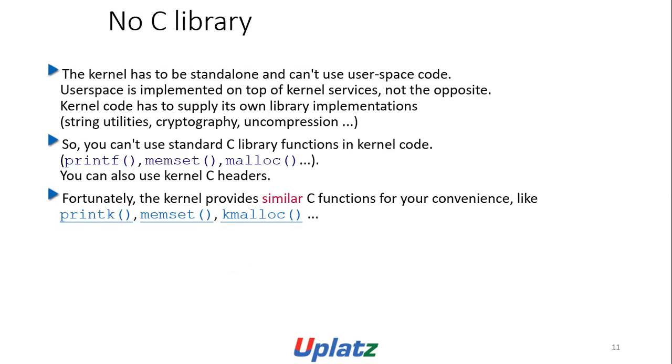Now, the C library. The kernel has to be standalone and can't use userspace code. Userspace is implemented on top of the kernel services, not the opposite. Kernel code has to supply its own library implementations: string utilities, cryptography, and compression. So you can't use standard C library functions in kernel code, like printf, memset, malloc. You can also use kernel C headers. Fortunately, the kernel provides similar C functions for your convenience, like printk, memset, kmalloc.